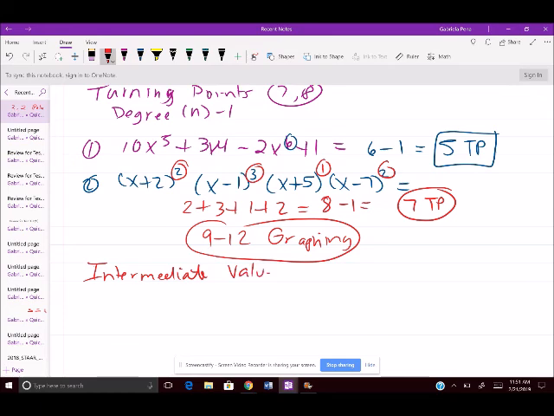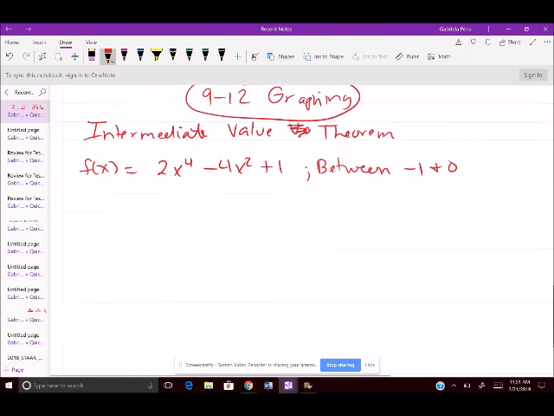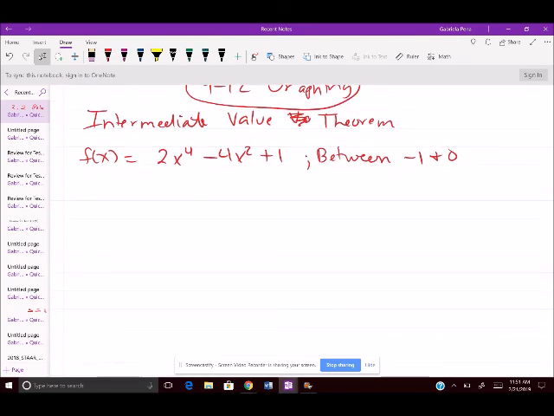value theorem, if you get something like that, they're going to give you an equation. So for instance, let's say you get 2x to the 4th minus 4x squared plus 1. And they're going to say, please find the answer between -1 and 0. So it's pretty simple. If you happen to get a question like this, maybe it's not in the assignment, but it'll be in the quiz. Not sure. So all you have to do is replace the x with a -1.